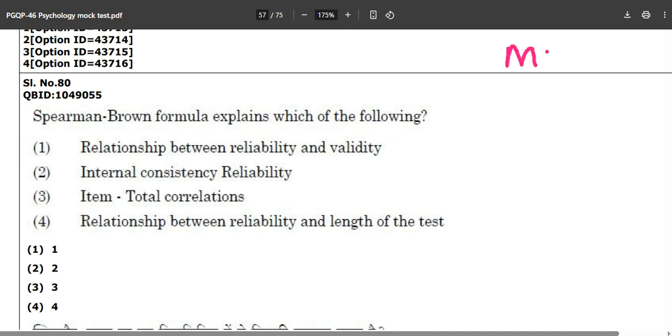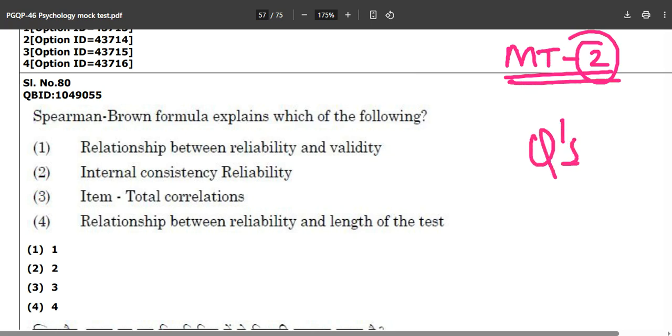That is going to be our second video of your MPhil Clinical Psychology entrance questions and answers. No, mock test. Thank you.